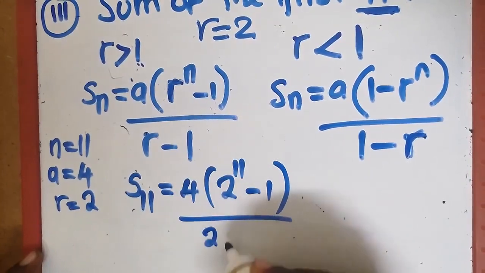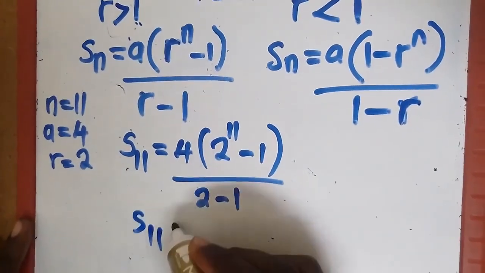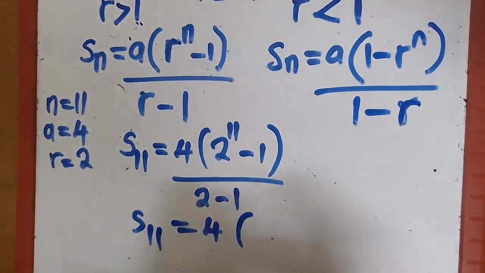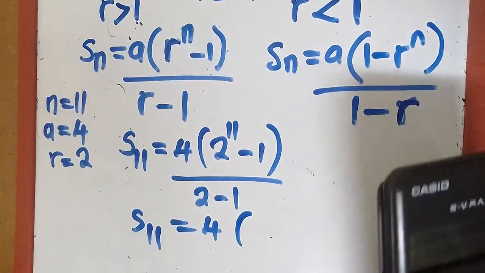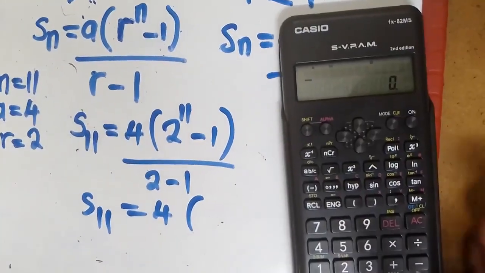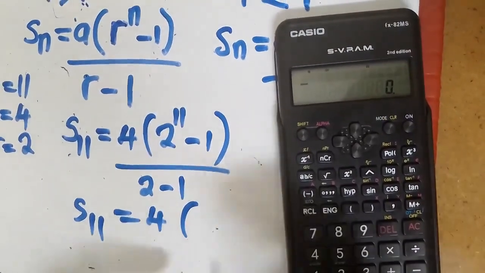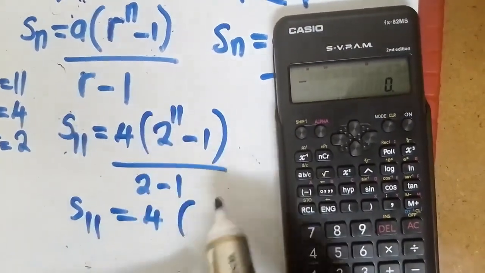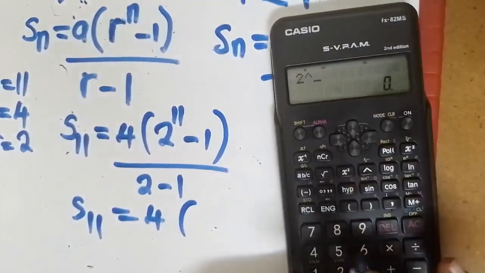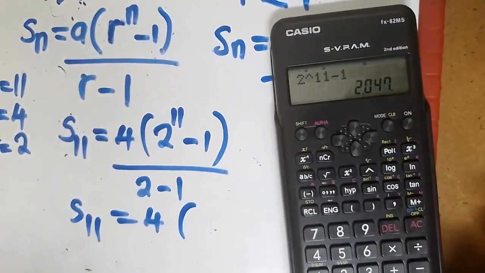Common ratio 2 minus 1, like that. So the sum of 11 terms is equal to 4 multiplied by what? You don't need to separate them. I know there are certain people in here that like simplifying things. You get this one, you find 2 to the power 11, you find it minus 1. No, just type it: 2 to the power 11 minus 1. What do you get? That is the answer that you are going to get.